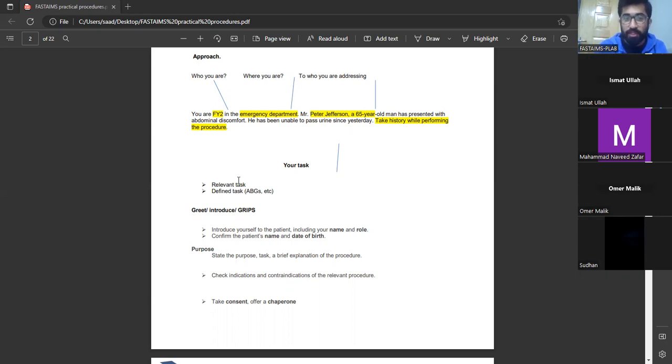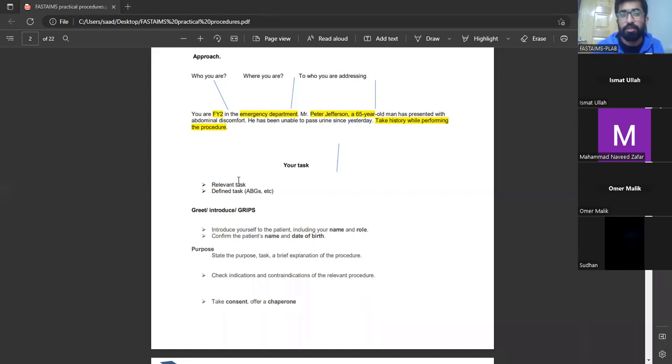And when you enter the cubicle, you have to ask a few questions. And then examination is important. For example, abdominal examination, you just have to mention it to prove that there is urinary retention, so that you can do the relevant task, the relevant procedure.